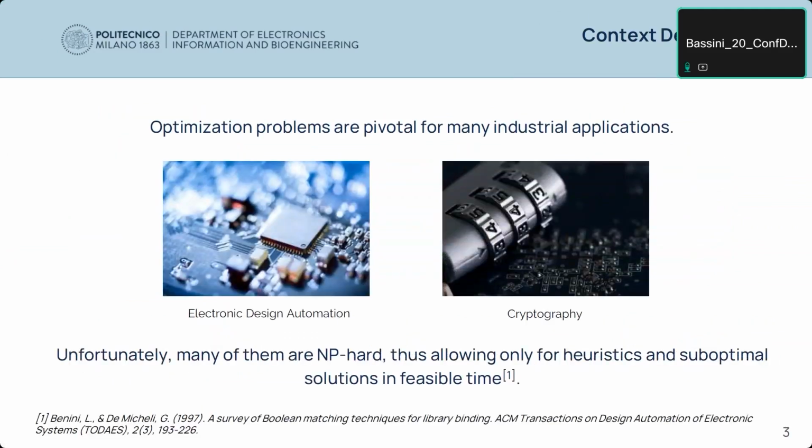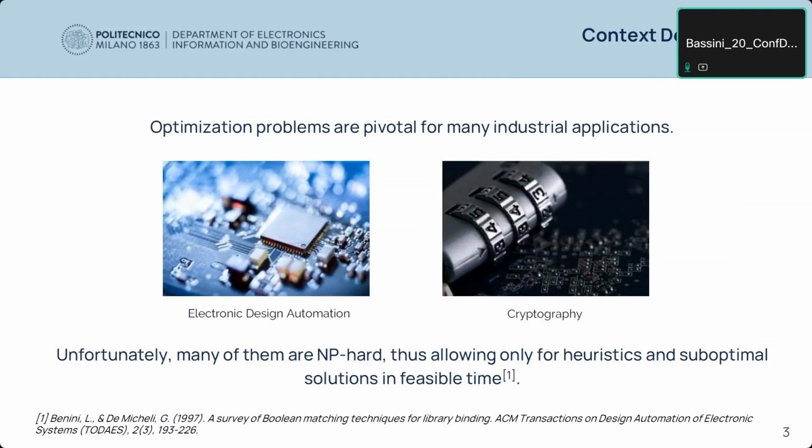Well, the context of this project is about solving optimization problems with quantum computers. We know that optimization problems are everywhere, in industry especially. For example, in electronic design automation, we need to do place and route by solving a number of optimization problems. While in cryptography, we exploit optimization problems to encrypt or decrypt messages and guarantee security.